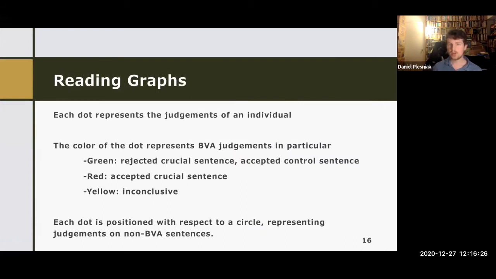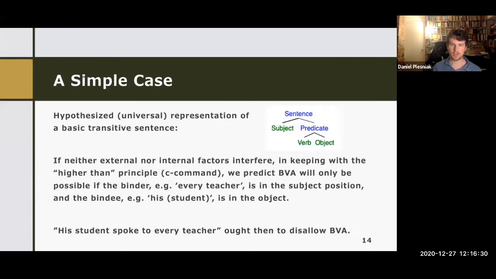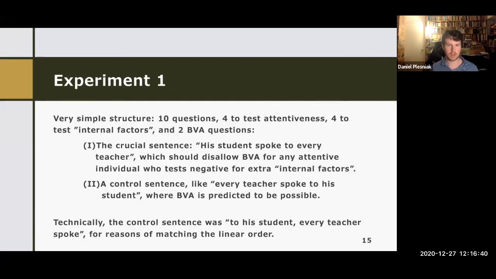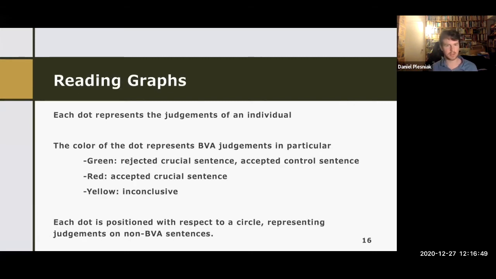Green are the ones who behave according to the structural predictions. So those are the people who reject this sentence, "his student spoke to every teacher." They don't like BVA when there's not the appropriate structure. They also accept the control sentence. So it's not just about disliking BVA. It's got to do with what structure the sentence is presented in, the interpretation is presented in.